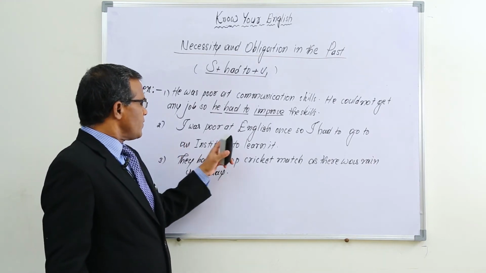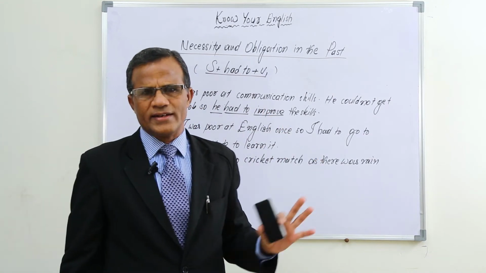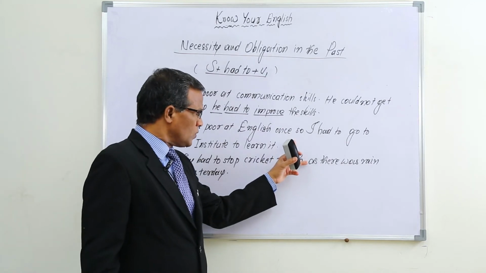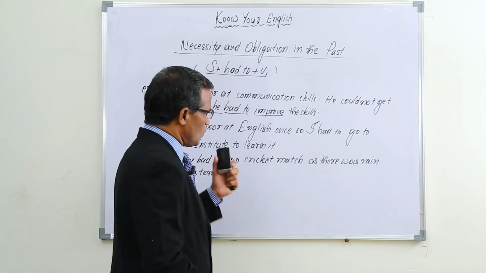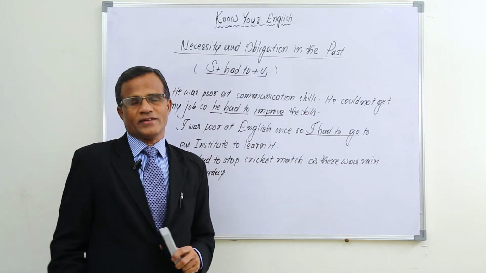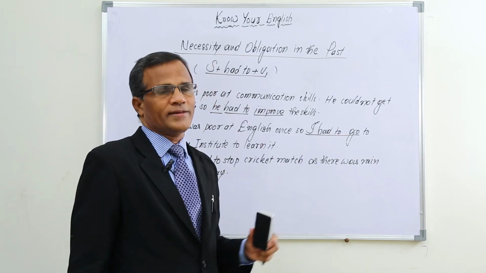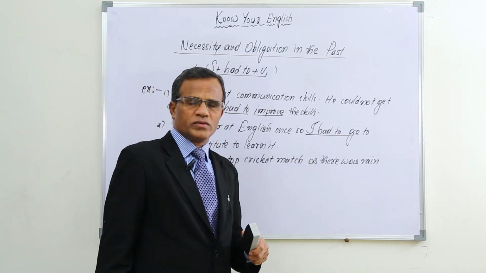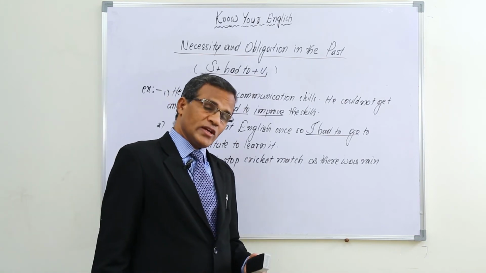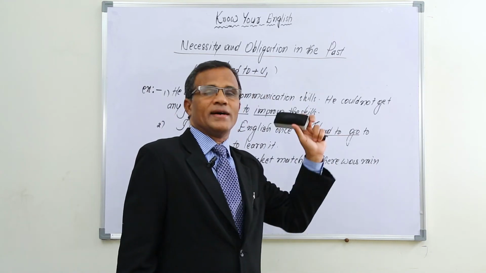Next, I was poor at English once. Once really I was very poor at English language. So what happened here? So I had to go to an institute to learn it. It was necessary for me to learn English then. So I went to some institute and learned it. So we are showing the necessity to do something in the past.